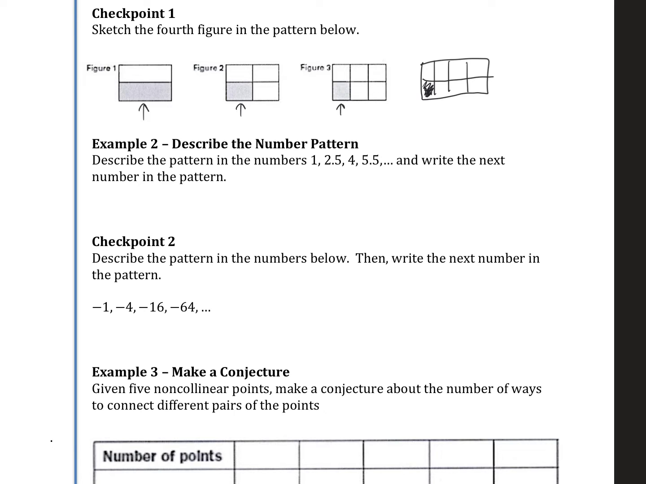All right, so to get from 1 to 2.5, it looks like I can either add 1.5, or I can multiply by 2.5. If I have to go from 2.5 to 4, I can also add 1.5. And 4 to 5.5, I can also add 1.5. So it looks like the rule is add 1.5. What would the next answer be? Looks like it would be 5.5 plus 1.5, which would be 7. So that's our answer for this one. Okay? So use addition, subtraction, multiplication, or division, and try to figure out what the rule is.